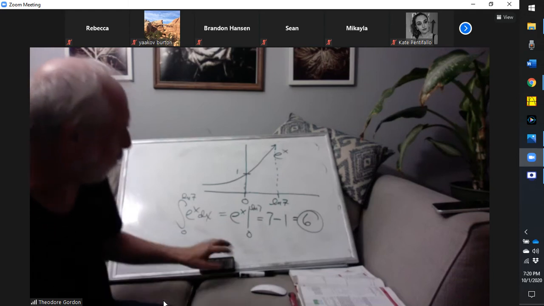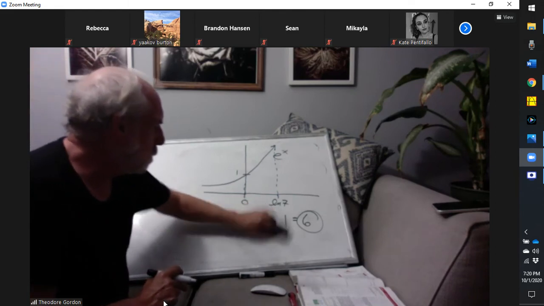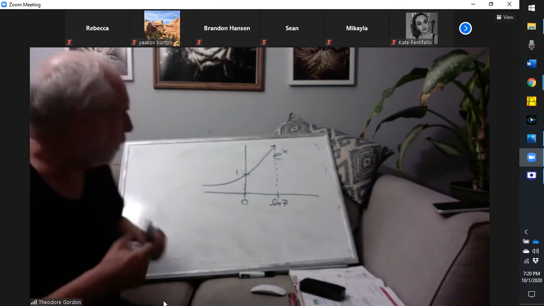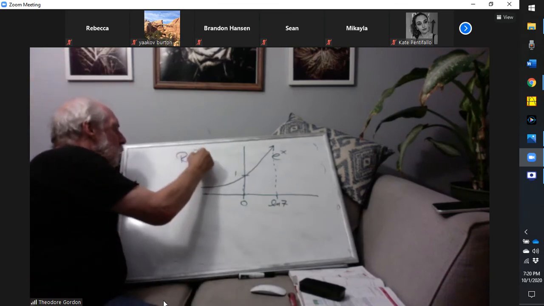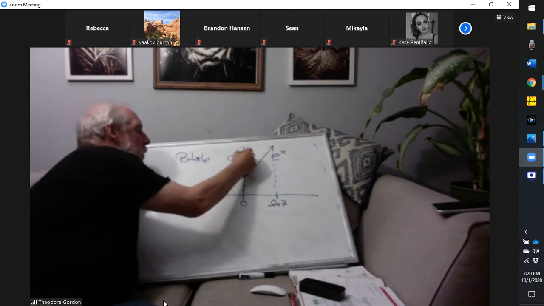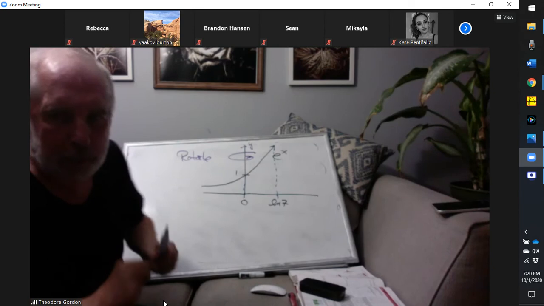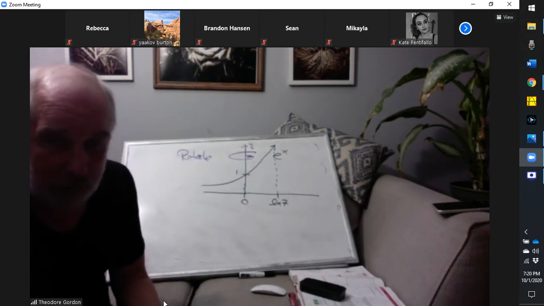All right. Same drawing. Now we're going to rotate it around the y-axis. All right. What are the methods we can use? What are the methods we can't use?